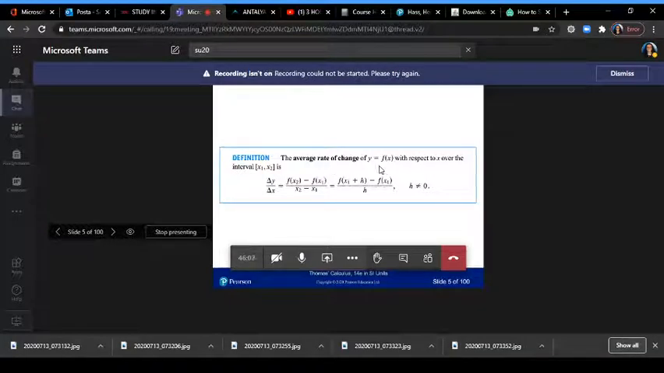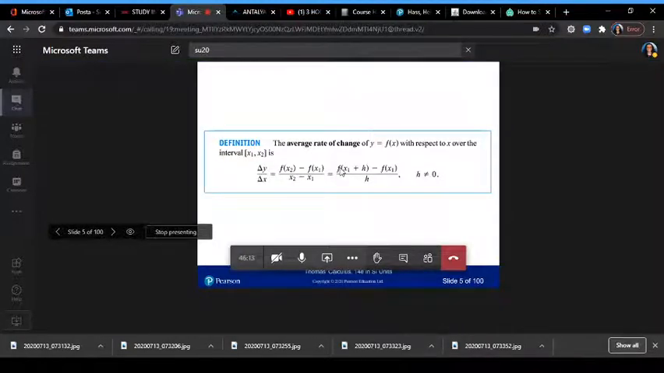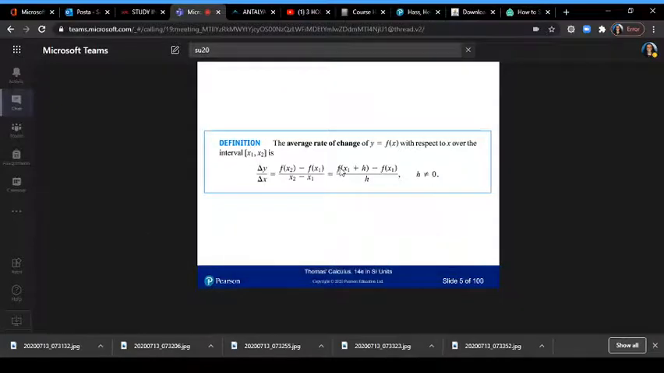Average rate of change of y equals f of x with respect to x over the interval x1, x2. Now, we just talked about the average speed. Now we can extend this notion to a general notion, which is the average rate of change of a certain function y. You can apply this definition to any category, not only speed. You can apply it to anything in economics, in biology. That's why we need this general terminology, the average rate of change.